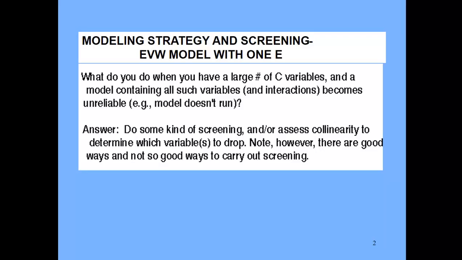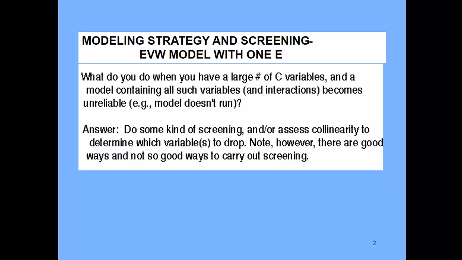You can decide, but if you have perfect collinearity, you can't fit the model. So you have to do something. You have to drop something. But note, however, there are good ways and not so good ways to carry out screening. And that's what I want to talk about, good ways and not so good ways.